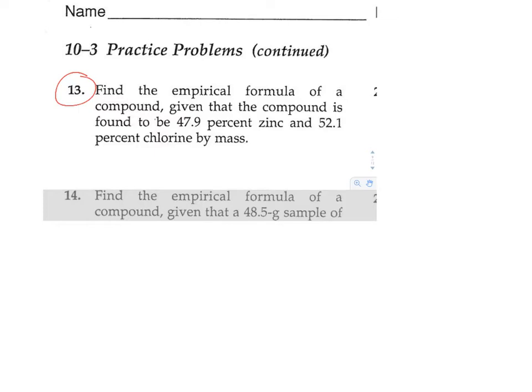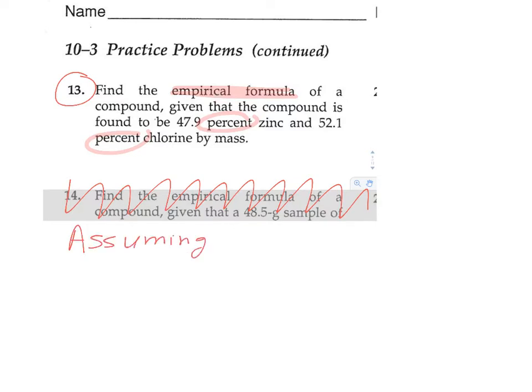The first thing to realize is that this is an empirical formula problem. So this is our keyword here. And the other important thing to realize is that they've given us percents. Our rule is that when we do an empirical formula and they give us percents, we have to change the percents into grams. We do that by assuming a 100-gram sample.